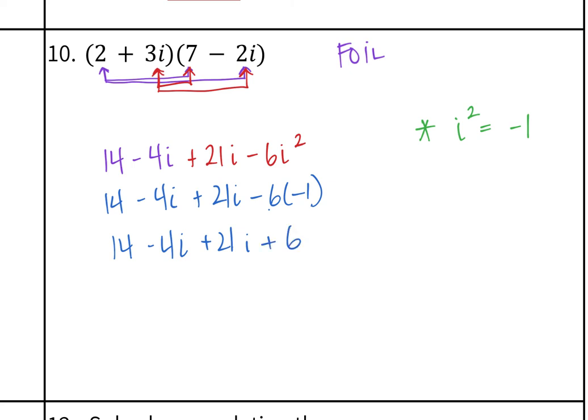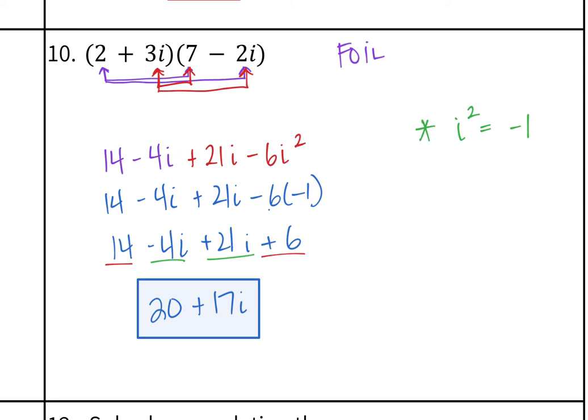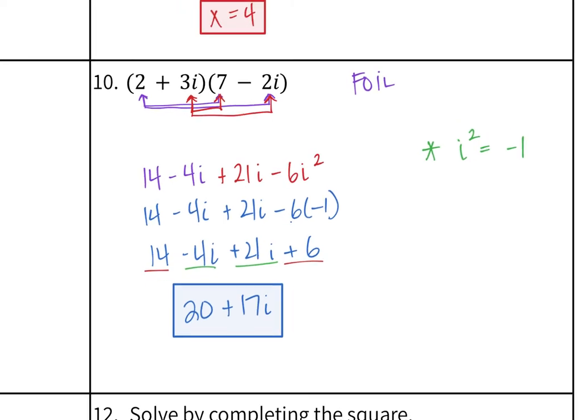And then from here, we can combine like terms. So the real numbers, 14 plus 6 is 20. And then the imaginary numbers. Negative 4 plus 21 gives us 17. So that is our answer right there. 20 plus 17i. So another heads up, one of the open-ended questions is this question here.